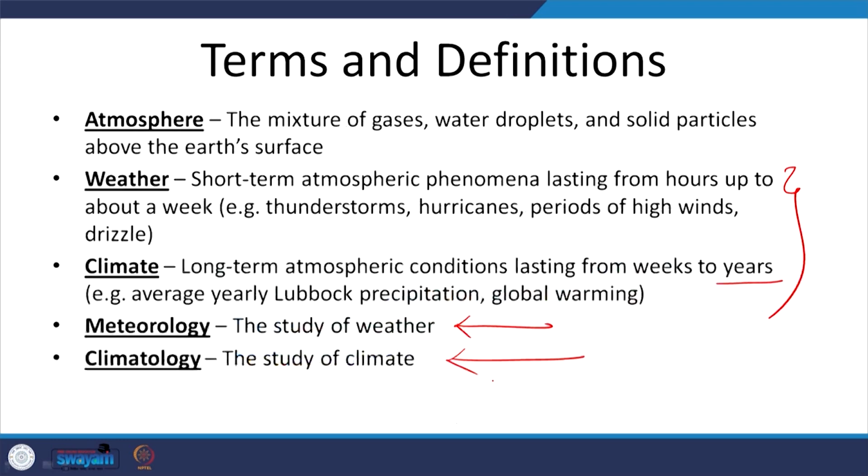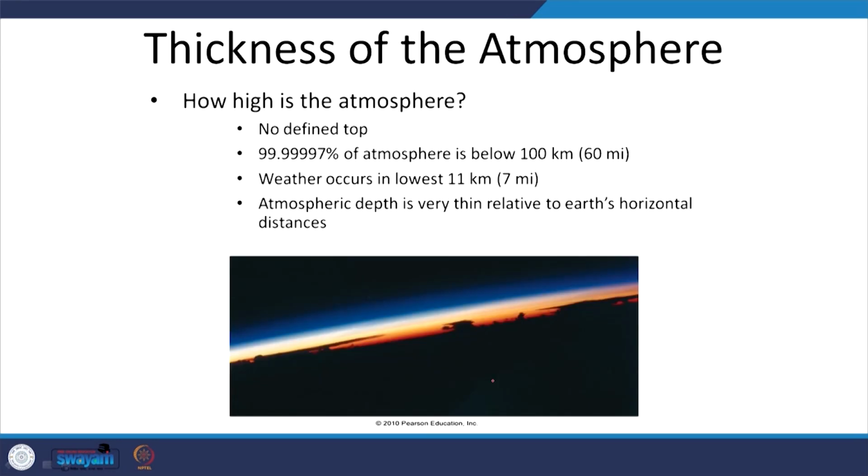Okay. Now, in continuation, let us say some more definitions or some more physical dimensions or quantities. Thickness of the atmosphere. So, we have already seen 99.999% of the atmosphere exists below 50 kilometers starting from the surface, right. Now, how high is the atmosphere? So, there is no such thing as a definite top. I mean, this is the top of the atmosphere, that means that above this height there is no such thing as atmosphere. We should not say that.